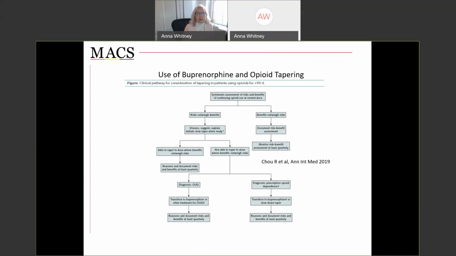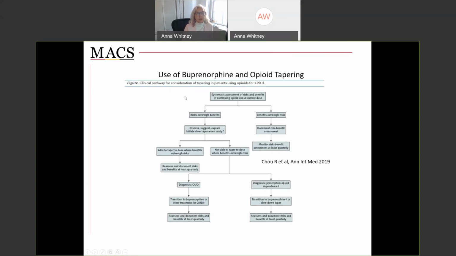This is a clinical pathway that comes from a paper that Robert Chu and Jane Ballantyne co-authored that came out in Annals of Internal Medicine last year. And essentially, it is a proposed clinical pathway that really looks at how you think about opioid tapering in people who are taking opioids long-term for chronic pain.